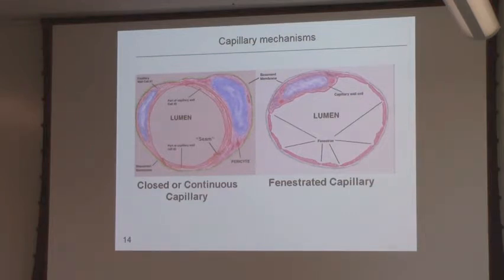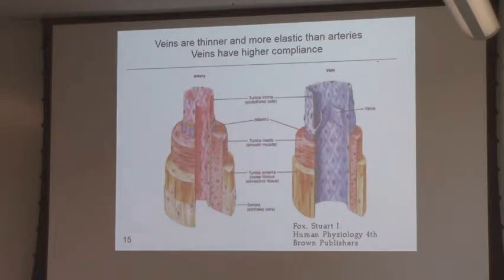They're all leaky. They all allow gas exchange and nutrient exchange. We'll talk about nutrient exchange when we get to the digestive tract. We'll talk about gas exchange when we get to the respiratory system.